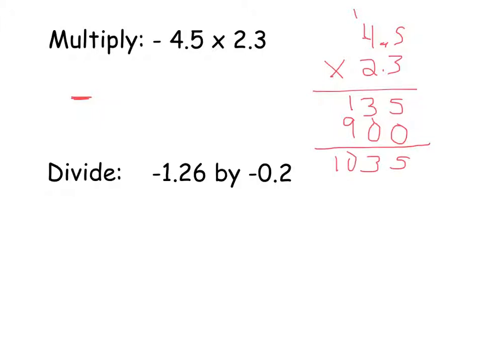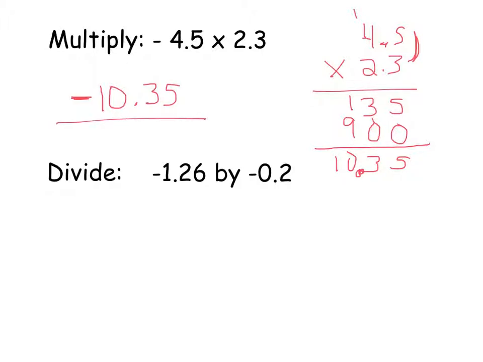Now there are 2 places here, so I'm going to move my decimal over 2 places, and I'm going to think, does this make sense? Well, if it had just been 4 times 2, that would have been 8, and we have another half and 0.3 here, so it makes sense that it's about 10. I put my negative symbol right away so I didn't forget that it was going to be negative. Negative 10.35 is my answer.